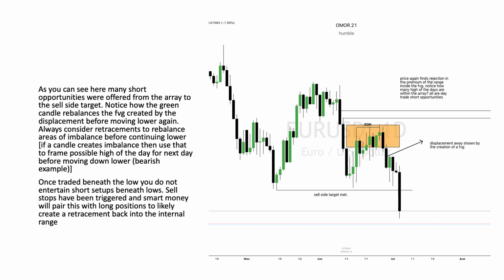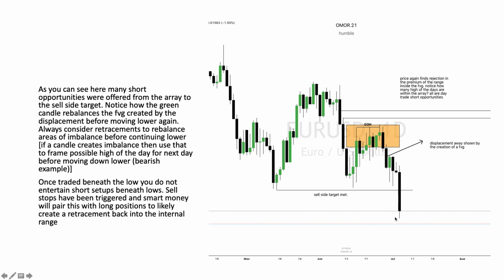Why is that? Let's add some logic and apply theory that I've taught you to why we won't entertain short setups once the lows are purged. What rests beneath the lows? Sell stops, right? And what are sell stops used for? That is a counterparty for who? That's the counterparty for smart money longs specifically, right? Smart money are going to pair all those sells with their long positions, right?